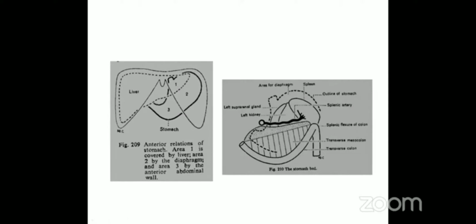Posterior relations are very, very important. This can be asked as a separate short note as stomach bed. The organs which are related posteriorly to the stomach will form nothing but the stomach bed. So again, diagrams are very, very important here.